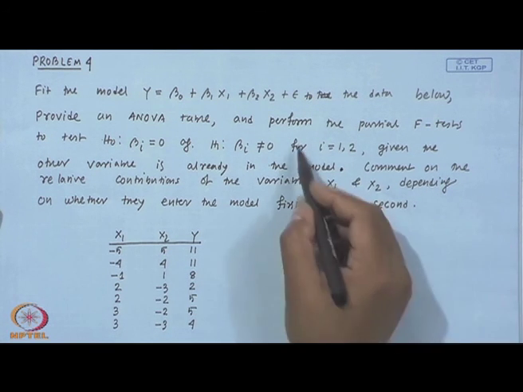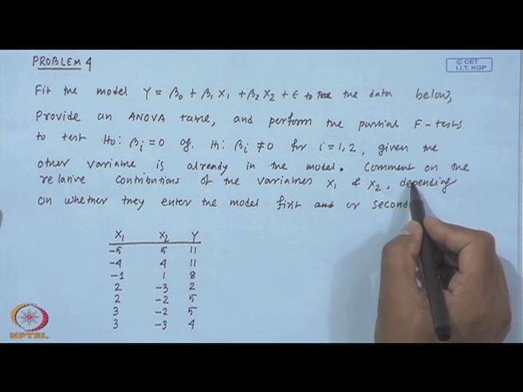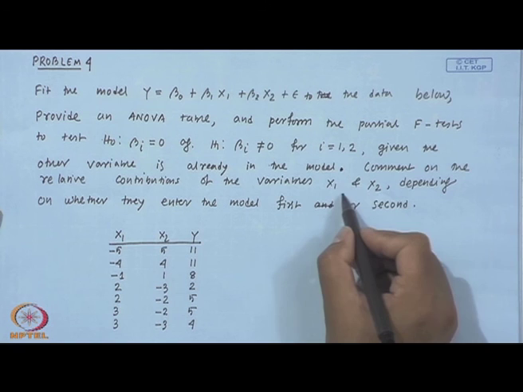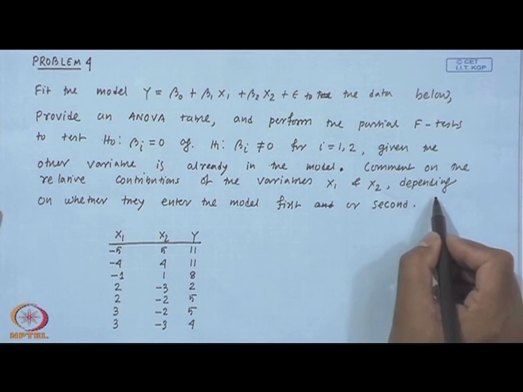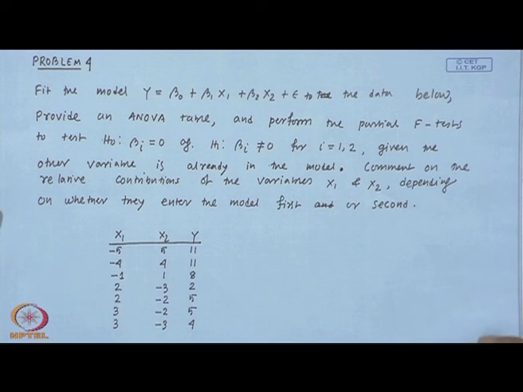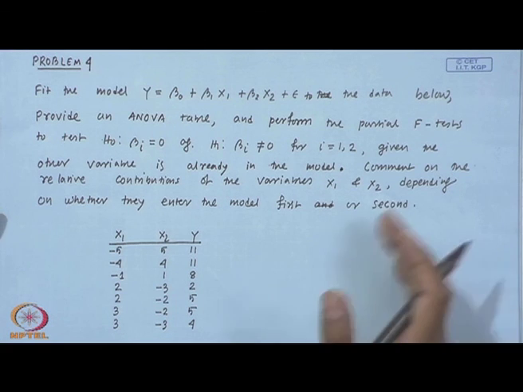Okay. So, let me do till this one, and then it said that comment on the relative contribution of the variables x 1 and x 2 depending on whether they entered the model first or second. Okay, I will come to this point later on.